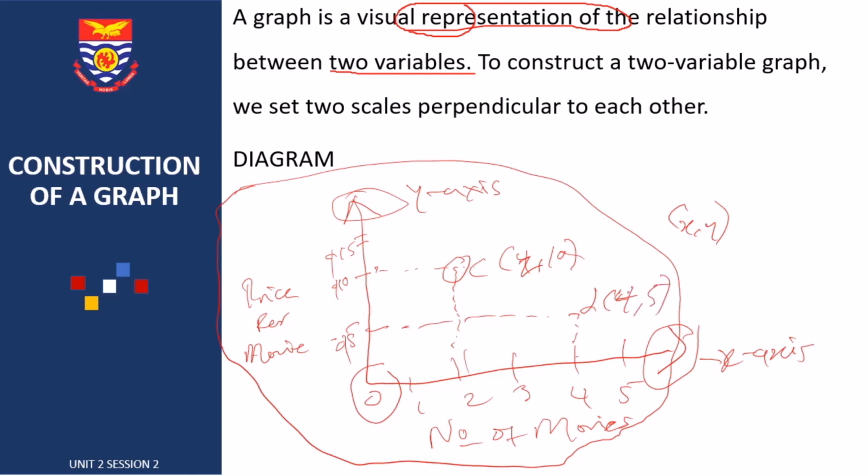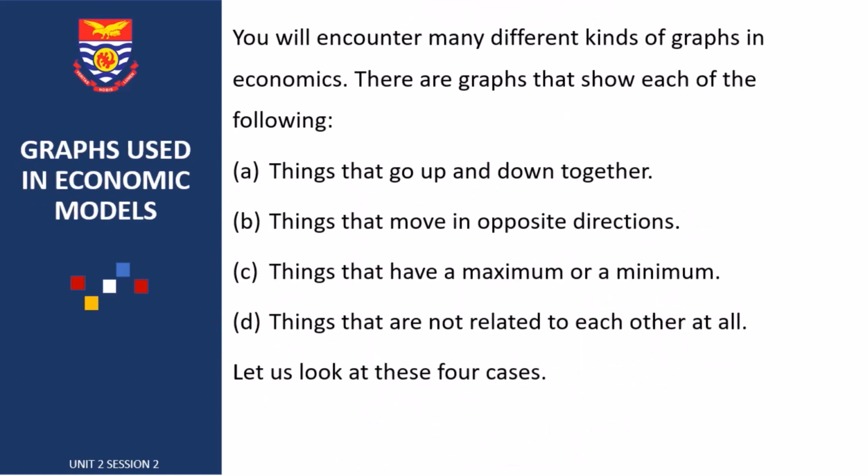When we draw a line or smooth curve to connect these points, we get a graph showing the relationship between the two variables. If the graph is a straight line, we say the relationship is linear. So what I'm saying is, assuming I connect this to this, if I draw it to scale and the line is a straight line, we say the relationship is linear. But if it's curved, you are not going to say the relationship is a linear relationship. Now, we are going to look at graphs used in economic models.